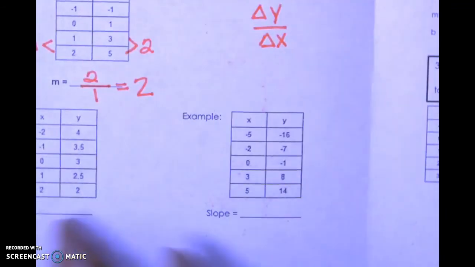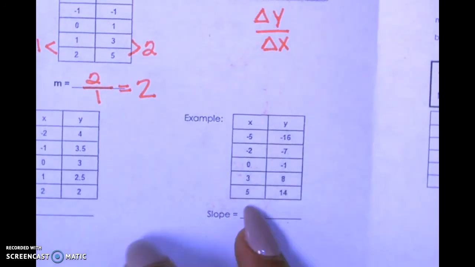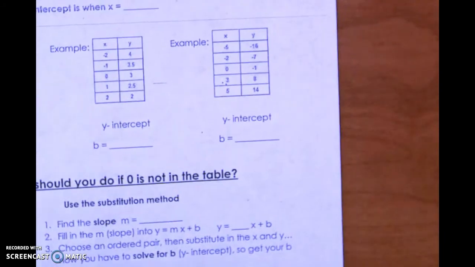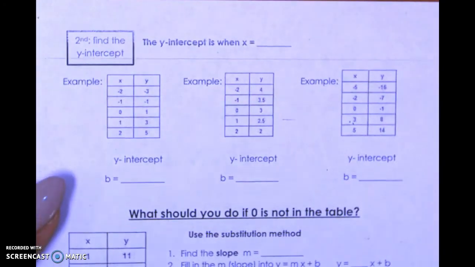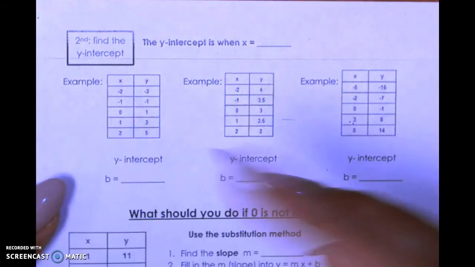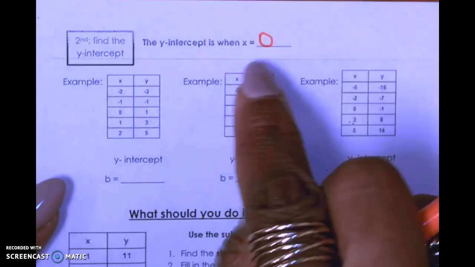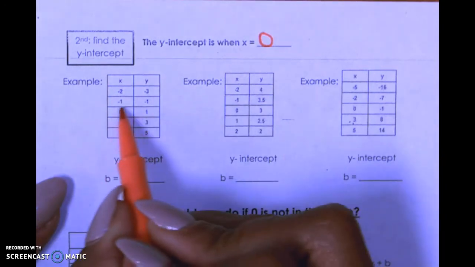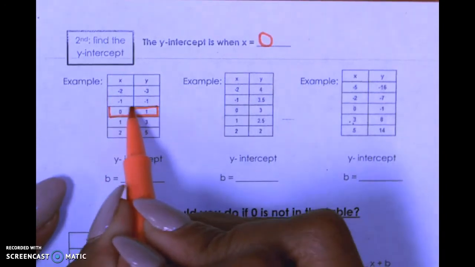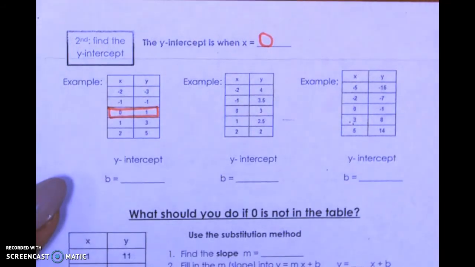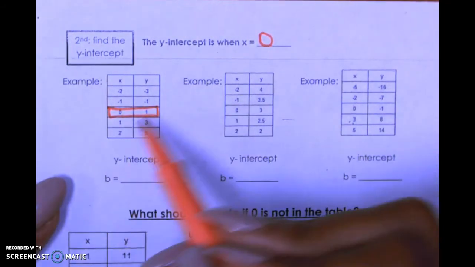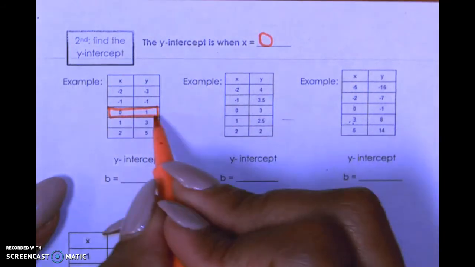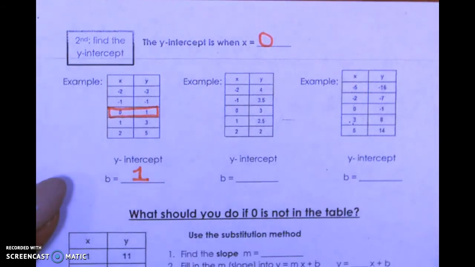You will do the same exact thing for the next 2 examples. You're just finding your change in y over change in x. The second step is to find the y-intercept. The y-intercept is when x is 0. Whenever x is 0, you will identify your y-intercept. If I look at this table, x is 0 here. And think about it, if I were to draw it on a line, the line will cross my y-axis at this point, and my b is 1. That's all I need you to do here.